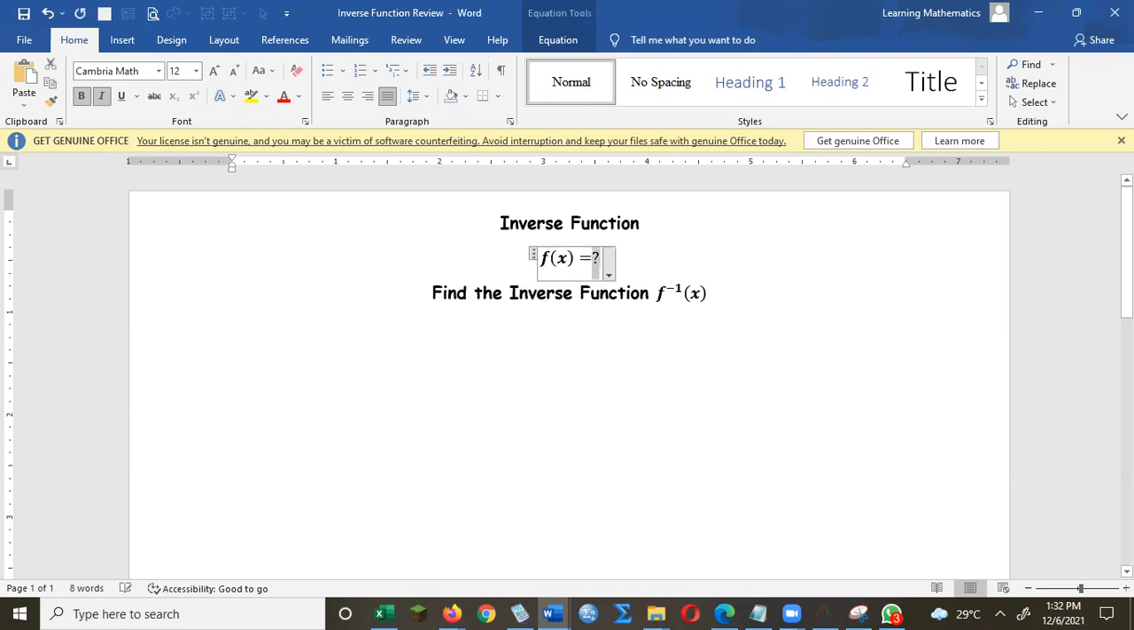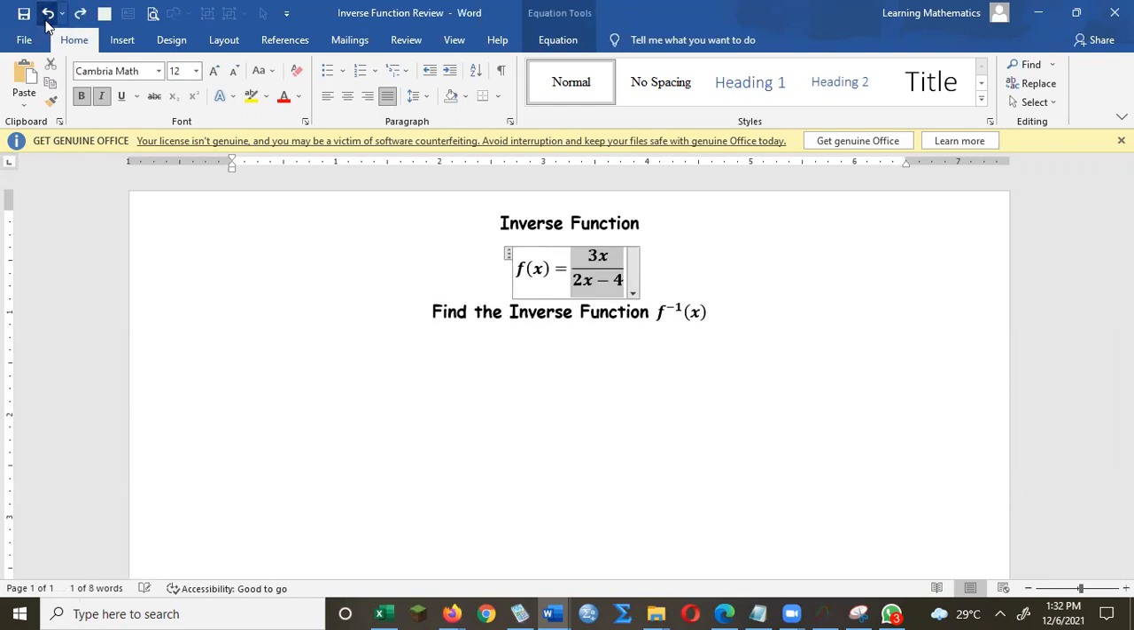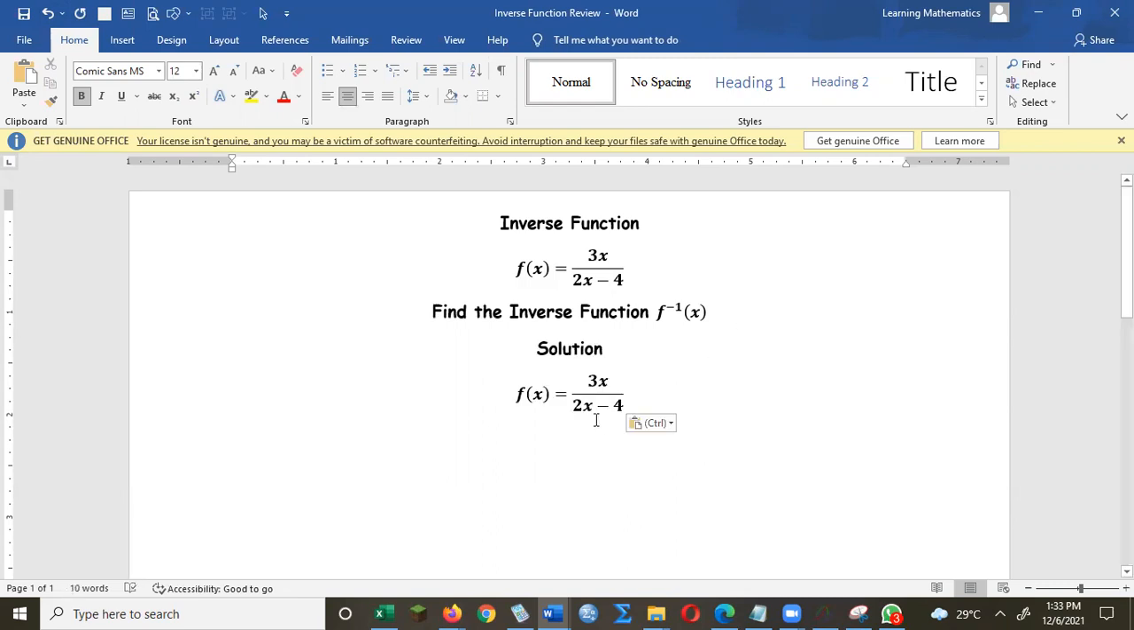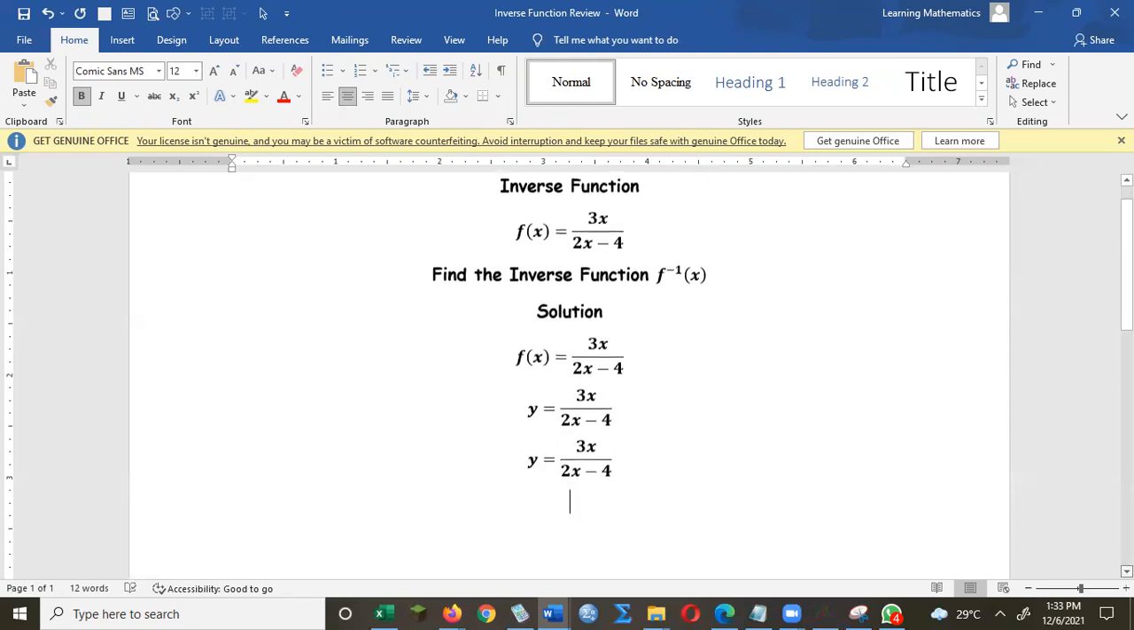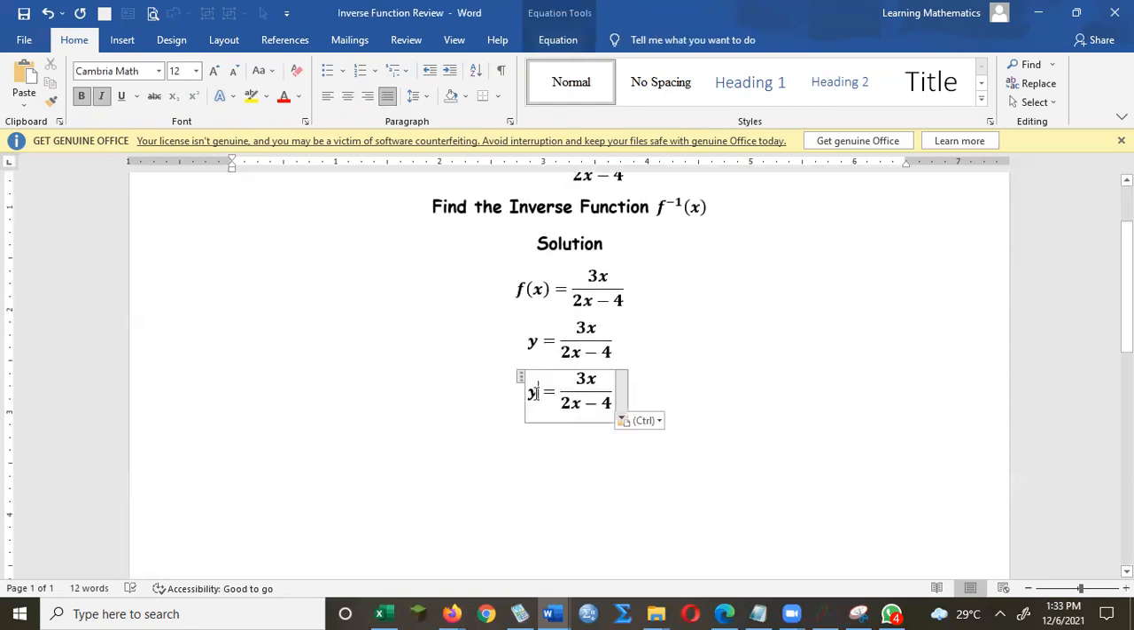The first step is to write down the function, state the function. The next step is to replace f of x with the letter y. The next step is to switch the letters x and y, exchange them. Where you have y, you put x, and where you have x, you put y.